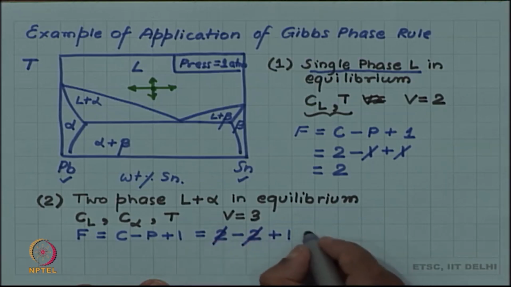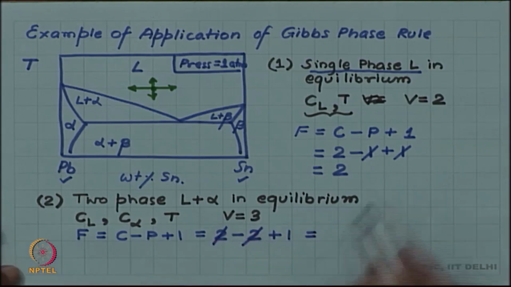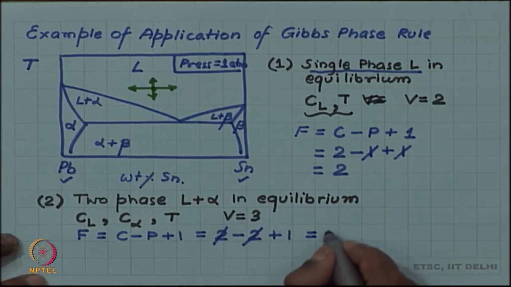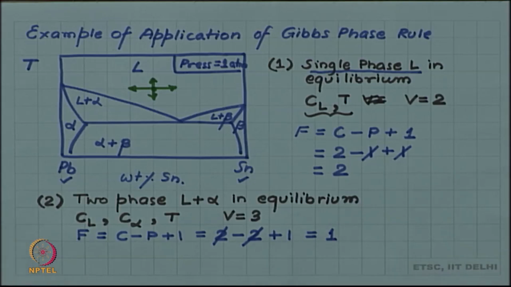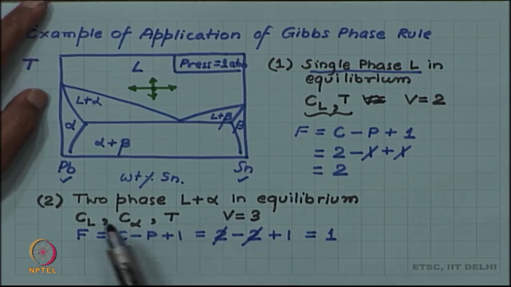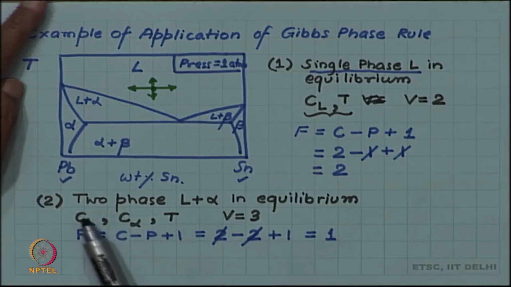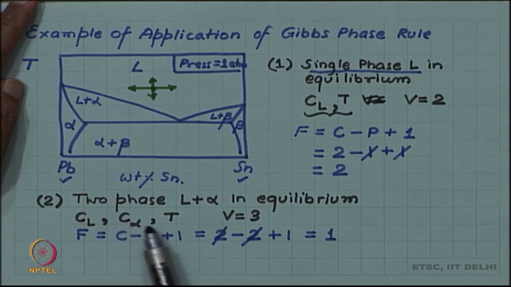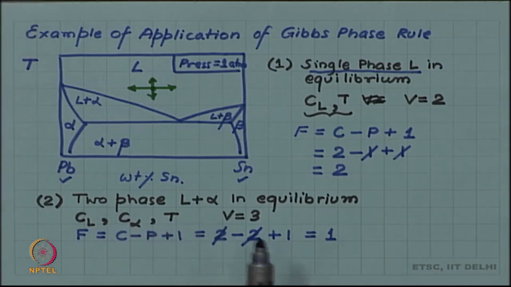So, you find that although the number of variables increased, the number of degrees of freedom actually decreased. We have only 1 degree of freedom. So, what the phase rule is telling is that although you have 3 variables, the composition of liquid, the composition of alpha, and temperature T, only one of these you are free to specify. The other 2 will be determined by the equilibrium conditions. How is that? So, let us look at that.